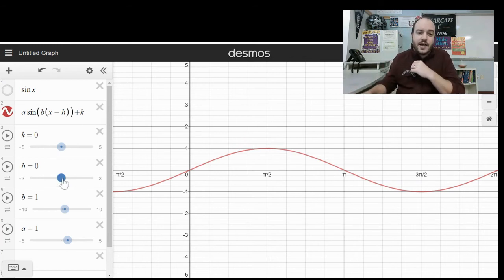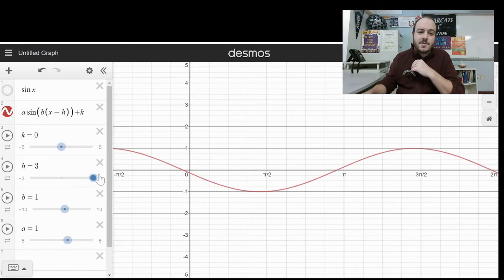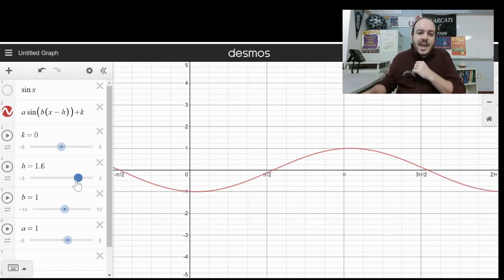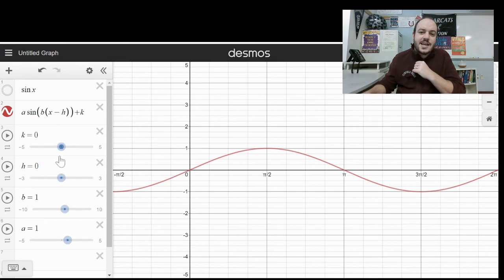So if I subtract 3 by making that H 3, you can see my entire graph has shifted to the right 3. So again, what does the H do, adding or subtracting on the inside? That actually is just going to move us left to right.